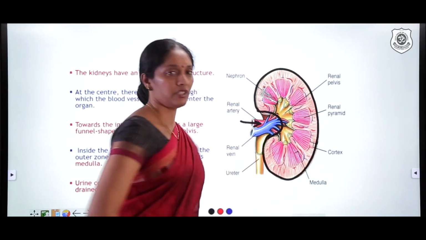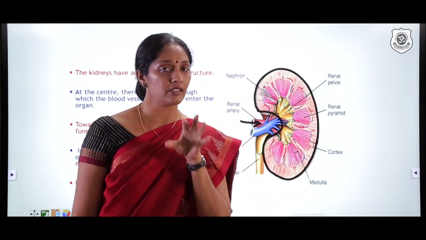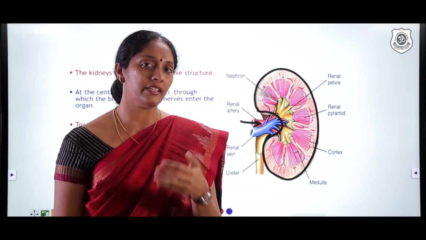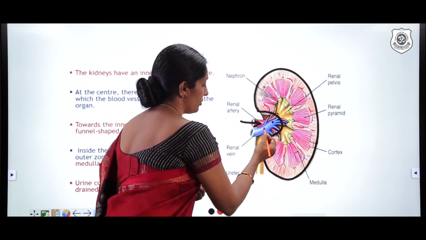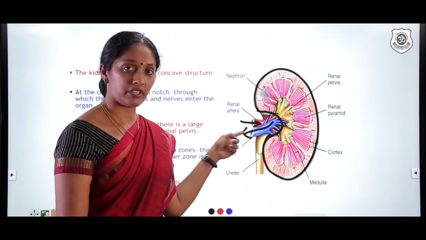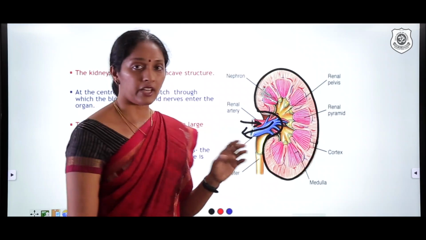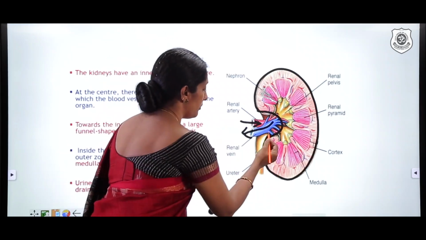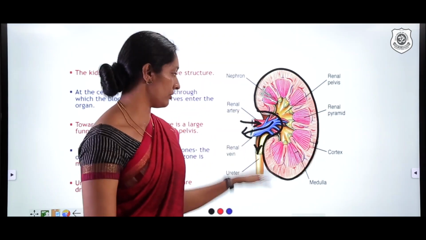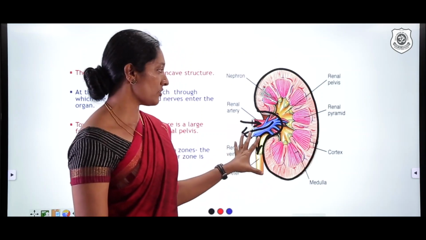Blood is entering into this renal artery. This is how blood is entering inside. Blood enters into the kidney. There it gets filtered. And the filtered blood is coming out of the kidney through the vein. So this is the renal vein. So the renal vein is coming out of the kidney. It is filtered blood that is coming out of the kidney. Urine that has got formed here will be coming out through the ureter. Okay, so through the ureter you can see urine coming out. So this is the structure.